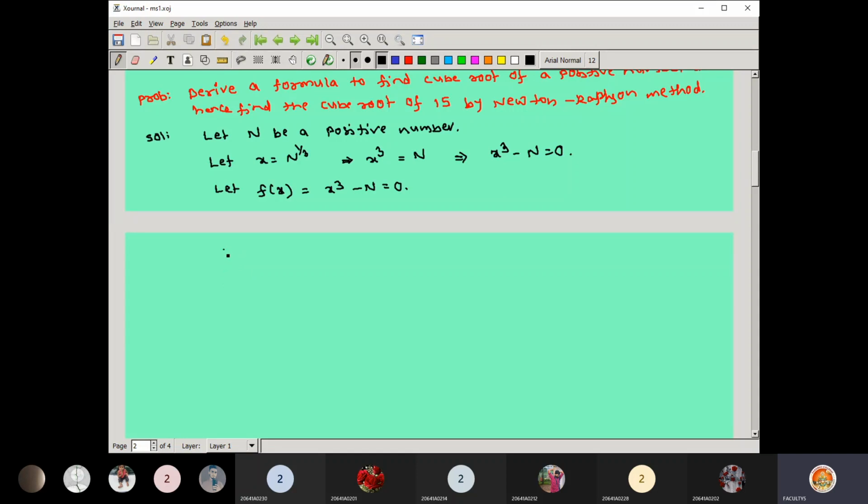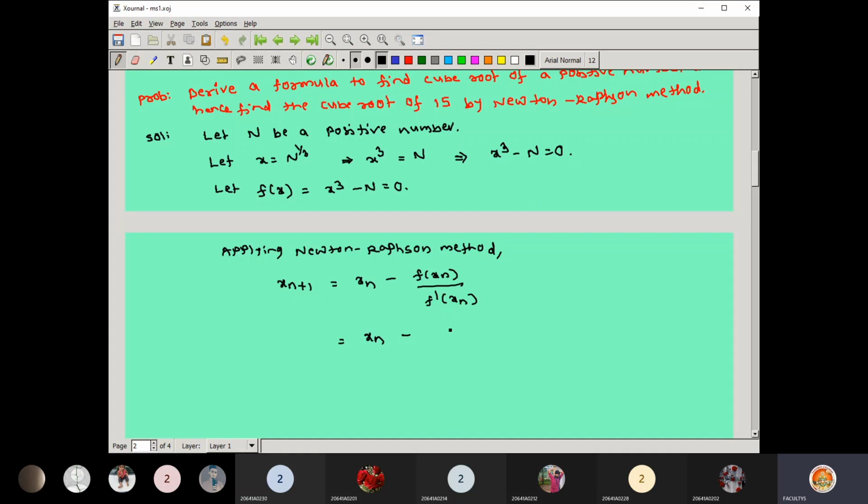Just apply Newton-Raphson method, because N value is not given here. So directly I'm using x n plus 1 equal to, what is the formula for this? xn minus f of xn divided by f dash of xn. This is your formula in order to calculate approximate root. So I'm calculating xn as it is minus f of xn.